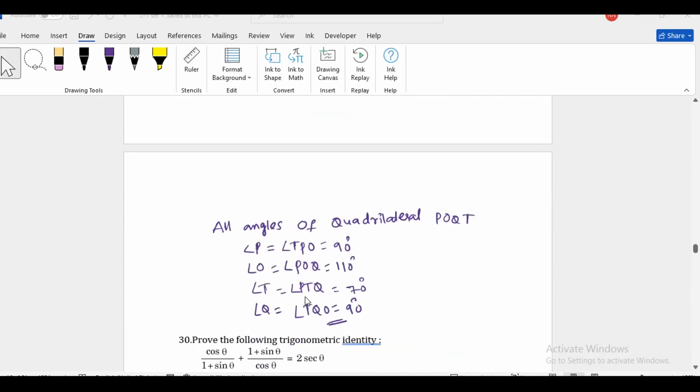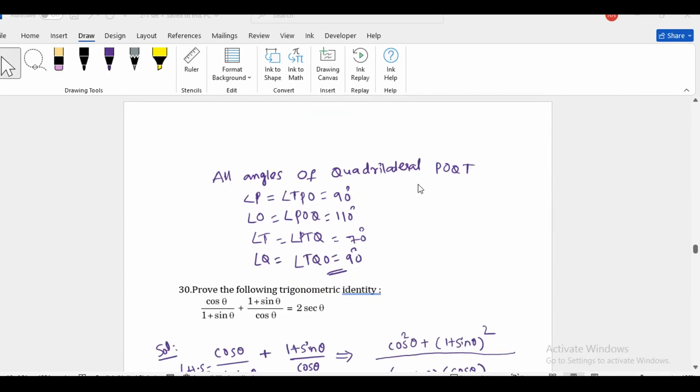Now write every angle, like all angles of quadrilateral POQT: angle P, that is angle TPO, is equal to 90, angle O is equal to 110, angle T is equal to 70 and angle Q is equal to 90 degrees.